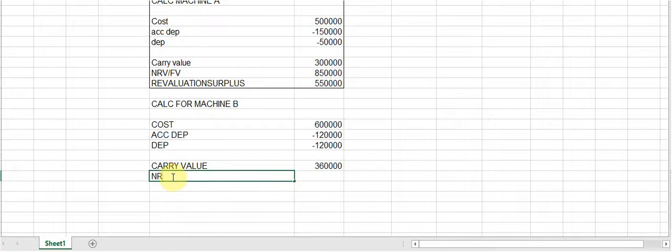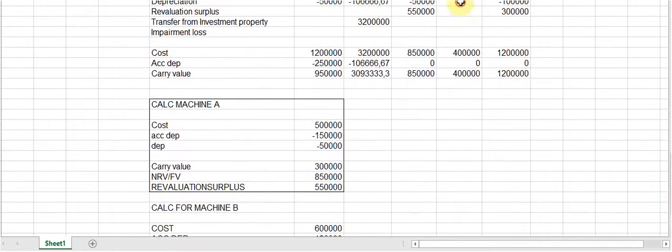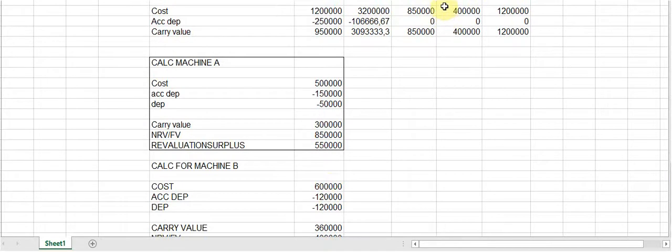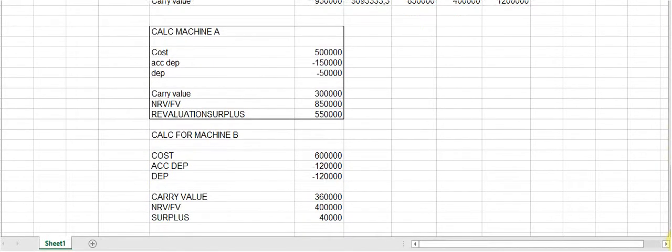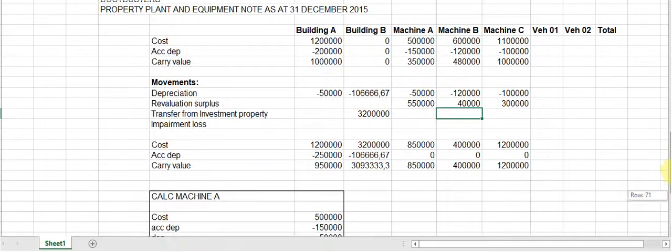We look at the net replacement value or the fair value. It is 400,000, I believe. So this gives us a surplus of the difference between the two, and that is 40,000. I'm going to go back and just fill it out. So this is depreciation of 120,000 in the current year and a surplus of 40,000. So under revaluation surplus, we get 40,000.